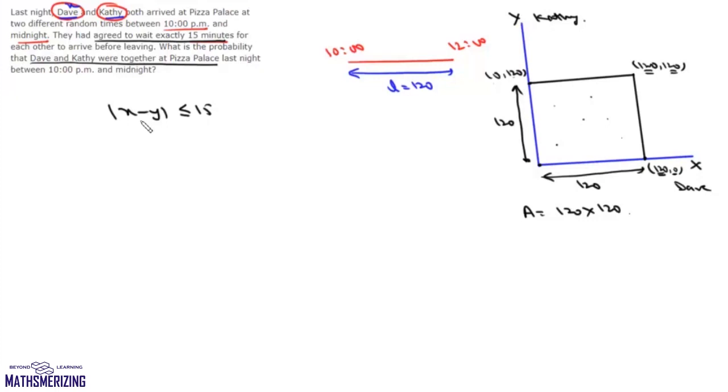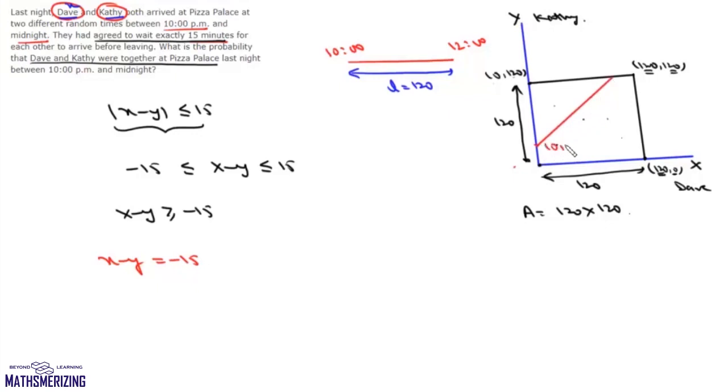So we have to find this probability that they were together. That means this mod of x minus y should be less than or equal to 15. Now we can write this as minus 15 is less than or equal to x minus y is less than or equal to plus 15. Now we'll represent these two areas. The first one is x minus y is greater than or equal to minus 15. For this case, we'll draw this line x minus y equals minus 15. Now when y is 0, x is minus 15, and when x is 0, y is 15. So it'll be this point and somewhere here. So it'll be this line.